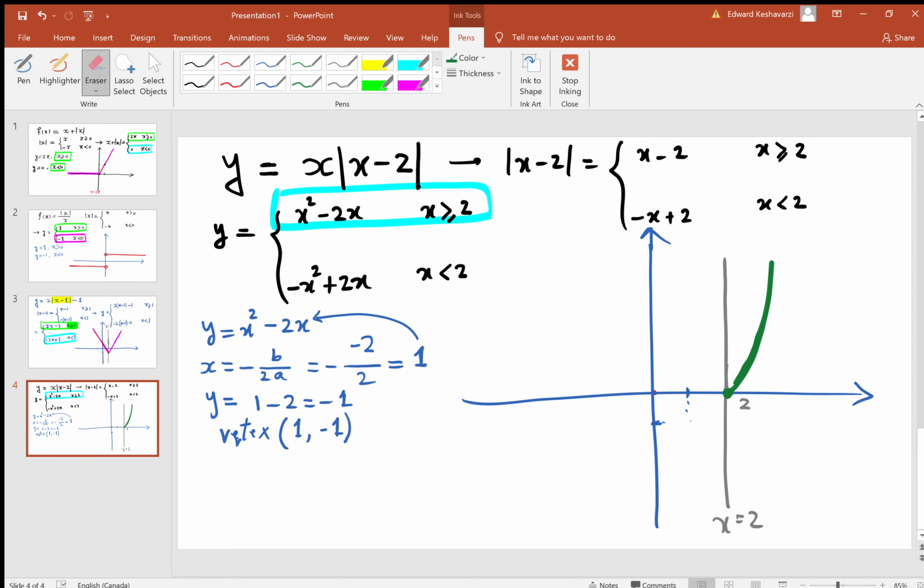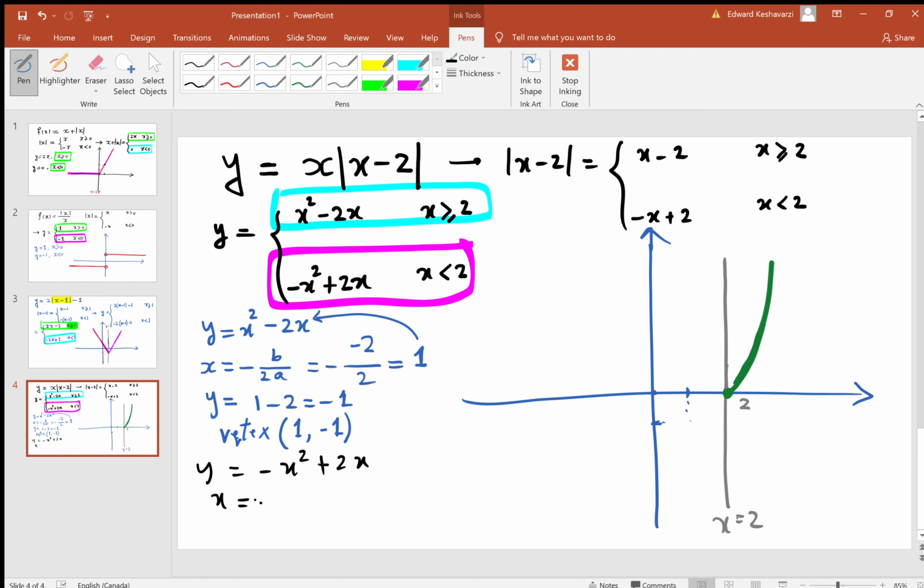Also, let's do the second one, which is y equals negative x squared plus 2x. The vertex would be x equals negative b over 2a. Again, negative b, which is 2, over 2 times negative 1, which is 1. If you plug in x equals 1, y is going to be 1. So therefore, the vertex in this case would be 1 and 1. So 1 and 1 is here.